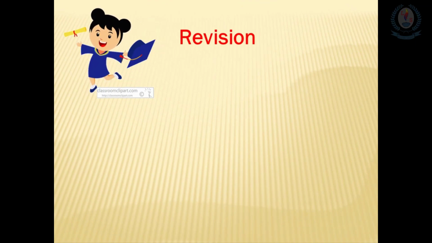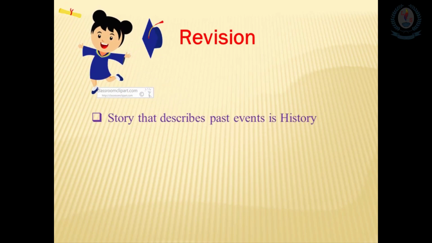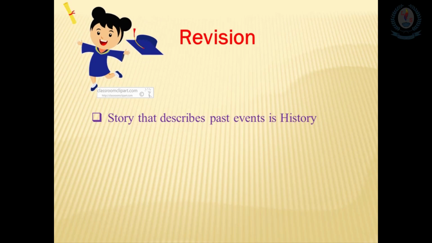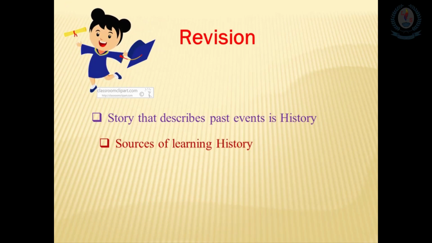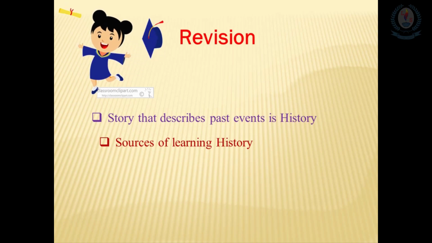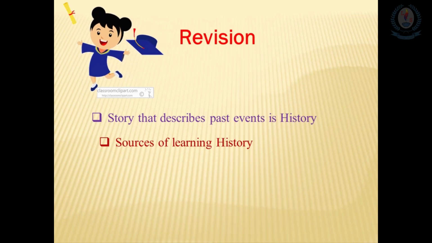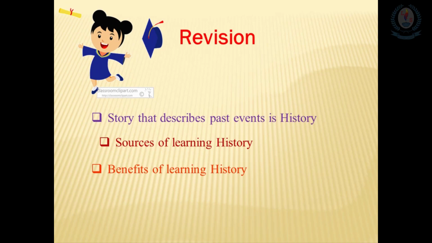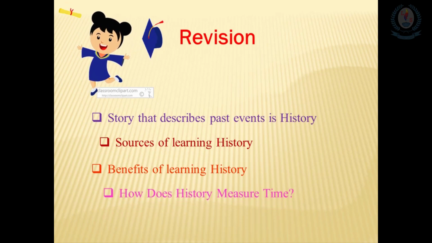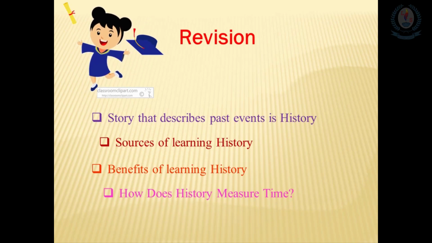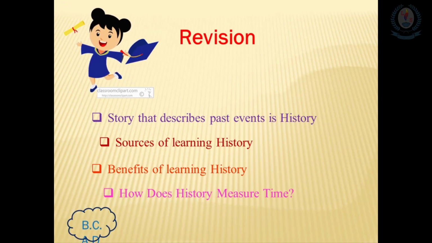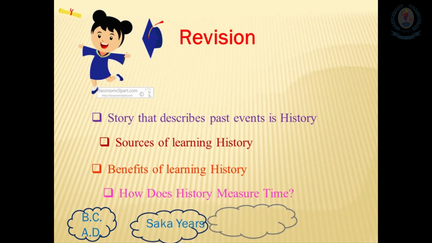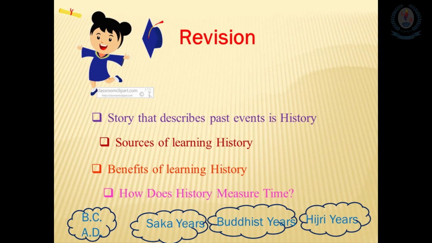Shall we check whether we can remember the things we learnt? First we learnt what history is. History is the story that describes past events. Next, we learnt the sources of learning history. What are the sources? Two main categories are there. They are literary sources and archaeological sources. Then we learnt the benefits of learning history. At last we learnt how history measures time. The methods we learnt are BC and AD, Saka years, Buddhist years, and Hijri years.